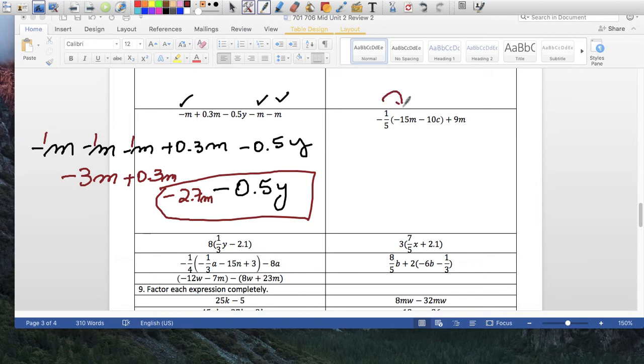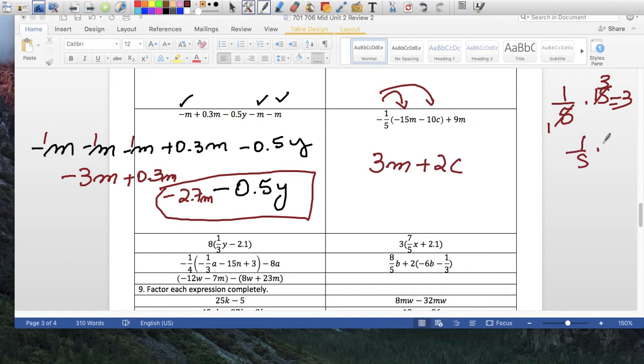Here, distribute first. Negative times a negative is a positive, and 1/5 of 15 is 3m. Negative is positive again, and 1/5 of 10 is 2c, right? So 1/5 times 15, if you simplify, you get 3, and that's how I got that 3, and then 1/5 times 10, simplify, and that's how I got that 2. Plus 9m, this one is even easier, and combine these two terms, they're positive 12m plus 2c.